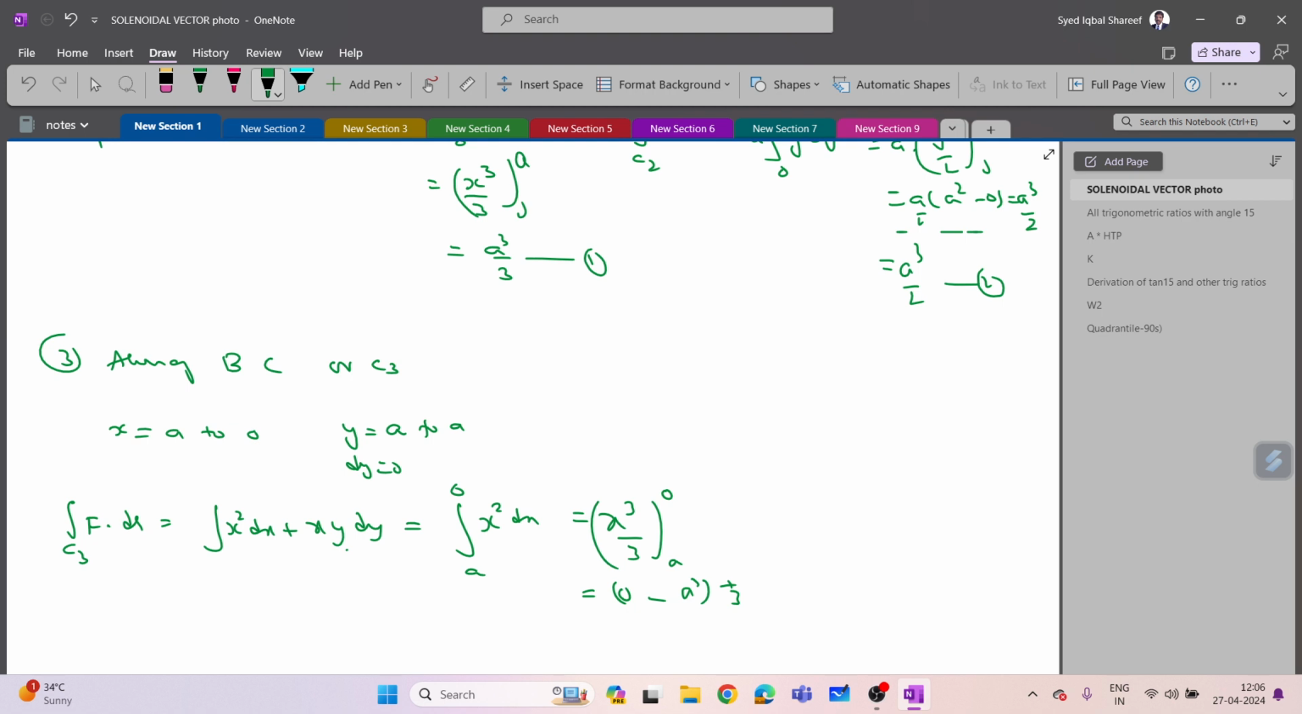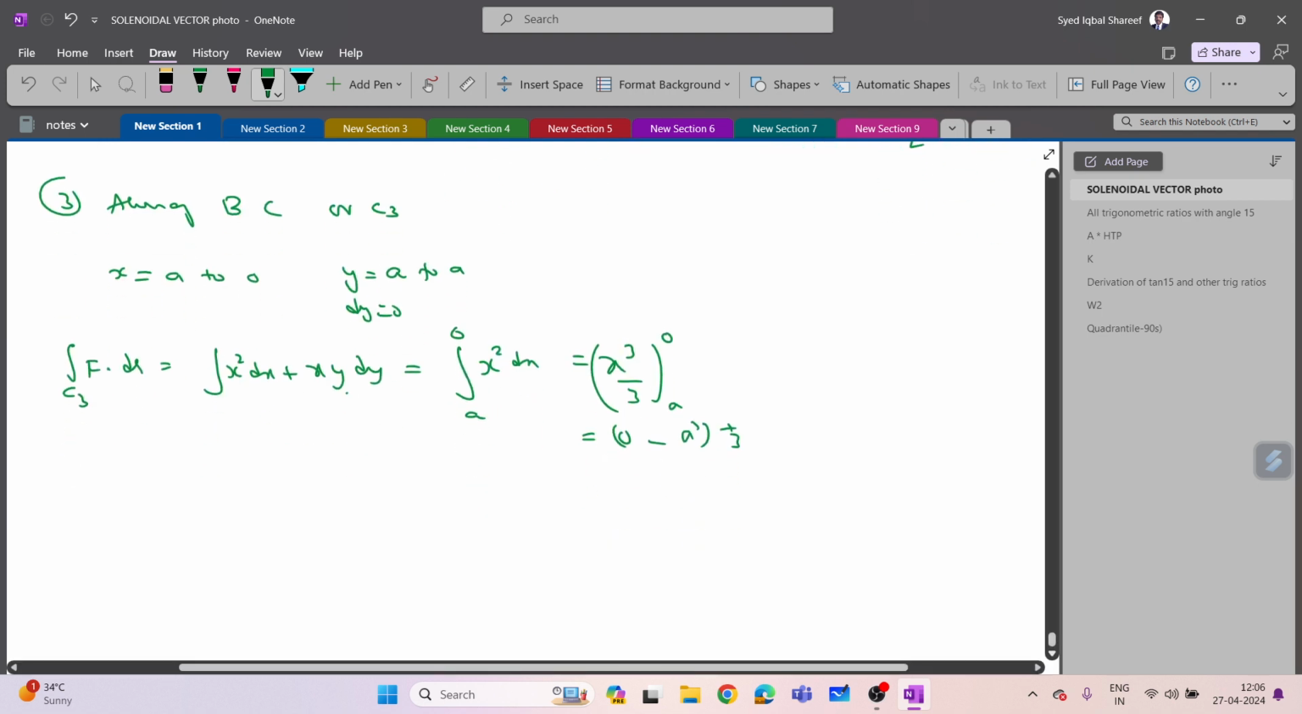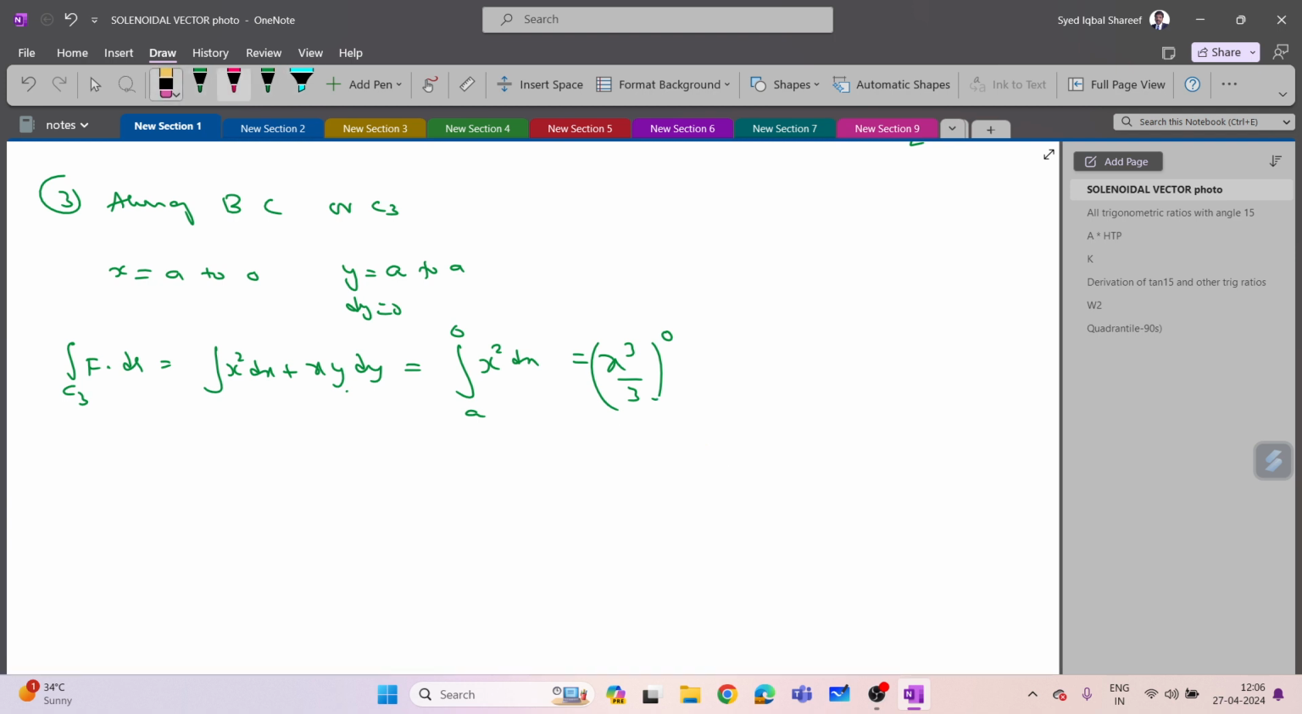So this will be equal to, it is not writing properly, I'll write again. So this will be 1 by 3 outside, upper limit is 0, lower limit is minus a cube. So minus a cube by 3. This is number 3. So the line integral, the fourth one, along C4.